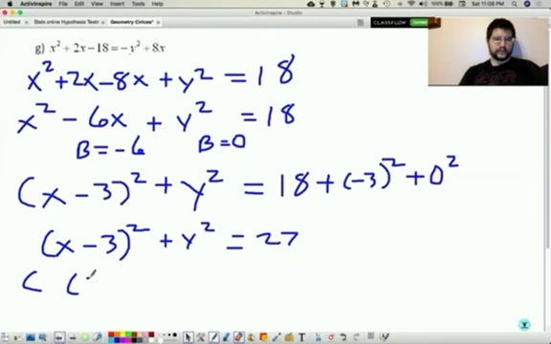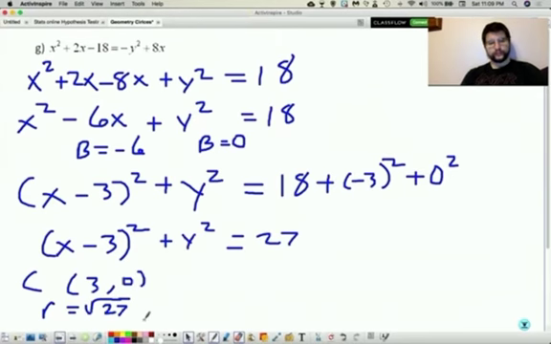C is positive 3, 0. R is whatever the heck square root of 27 is. What is it? I don't know. Can I simplify that? Sure, it's 3 square root of 3. Who cares? It's square root of 27. That's what I'm going to leave it as. So center 3, 0, R, square root of 27.